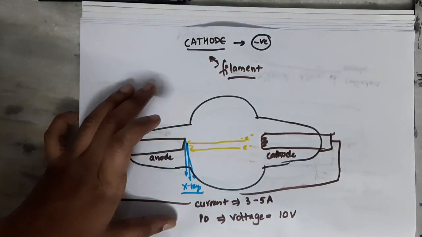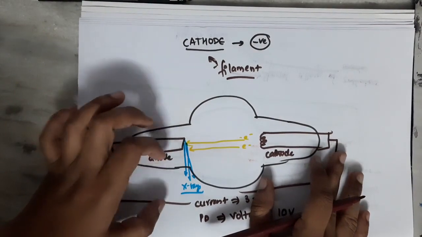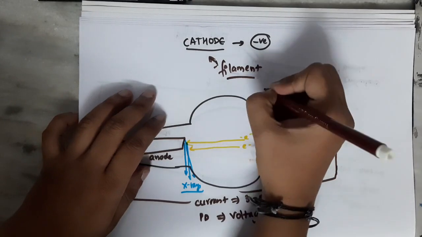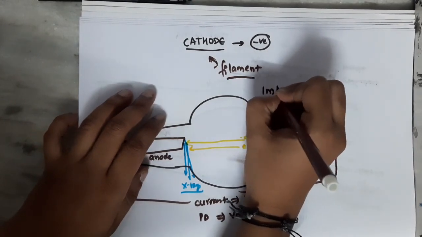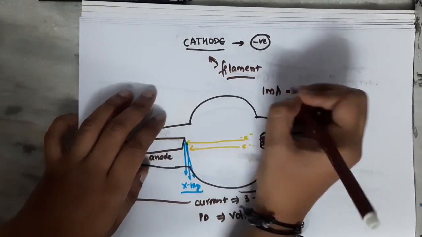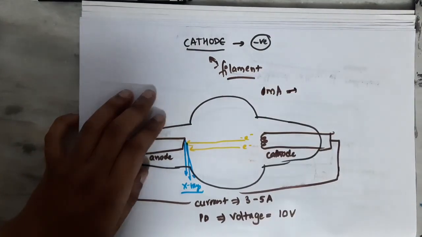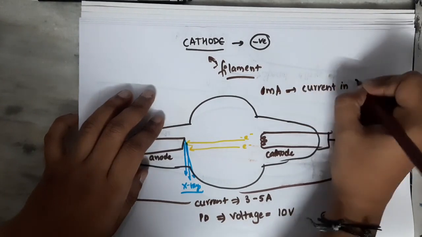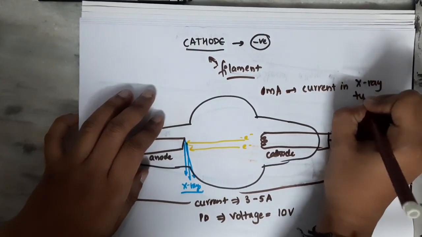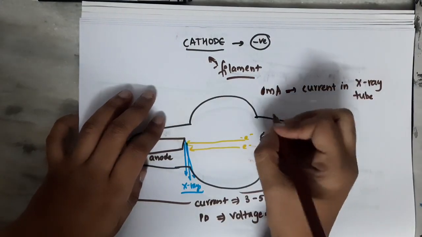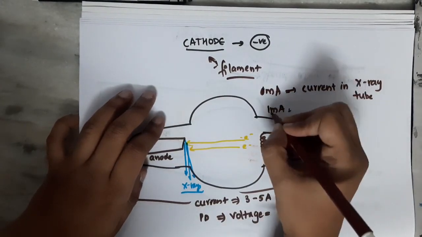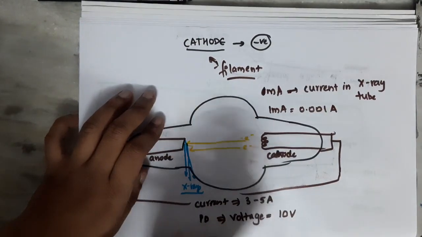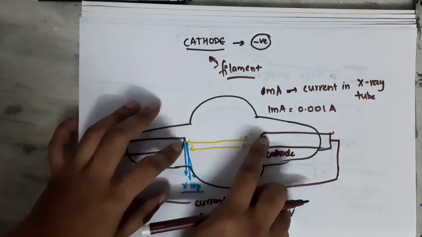The current in the X-ray tube is measured in milliamperes. Current in an X-ray tube is mainly measured in milliamperes. One milliampere is 1/1000 of an ampere, that is 0.001 amperes. This is actually related to the amount of electrons.